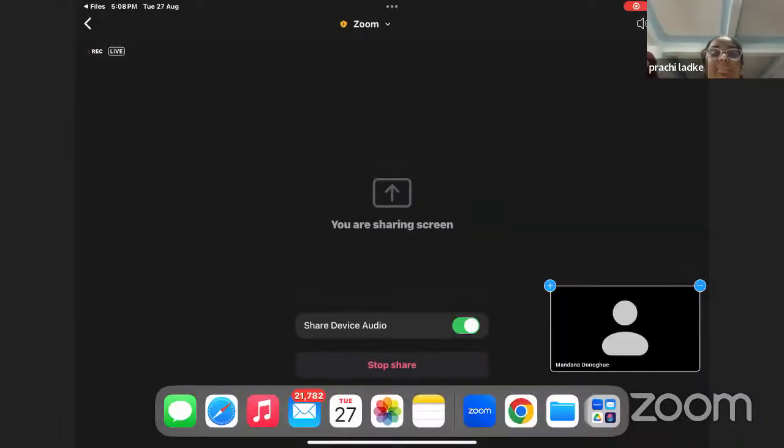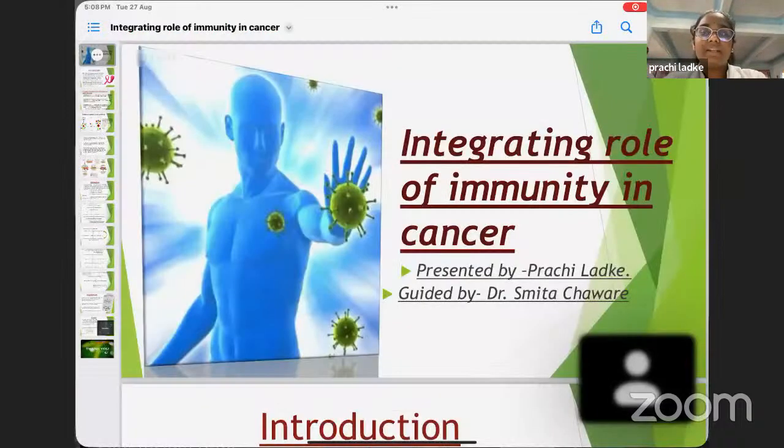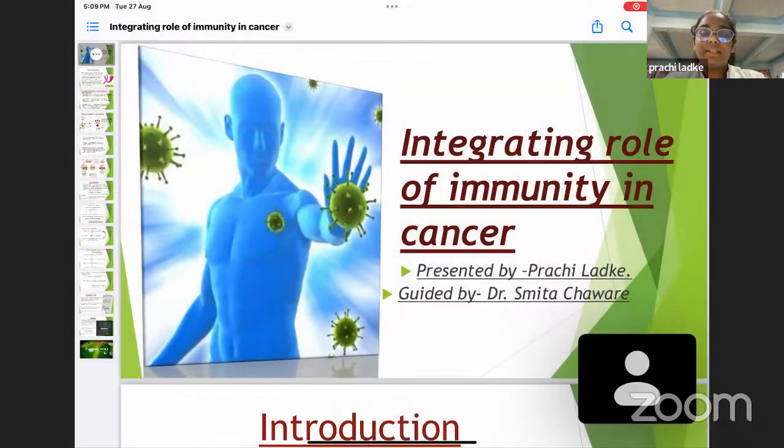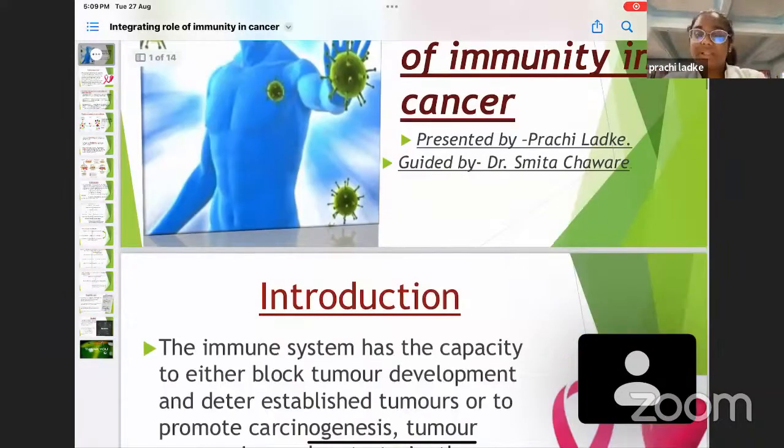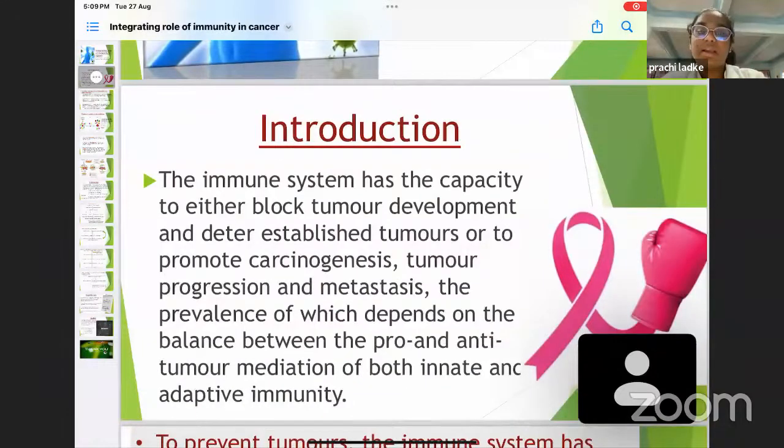Good evening, everyone. Myself, Prachi Ladke. I am from MIDSR Dental College, Latur, studying in third year BDS, and today I am going to present on the role of immunity in cancer. This will begin with what is immunity. Immunity is the body's ability to protect itself against invading pathogens such as bacteria, viruses. And immunity is our first line of defense mechanism against foreign substances.